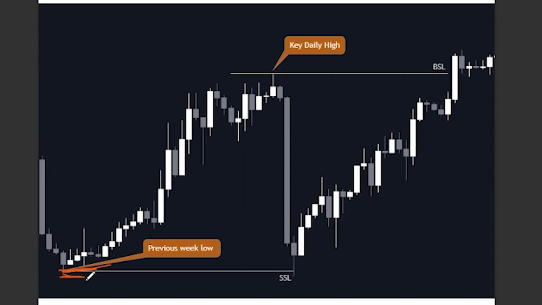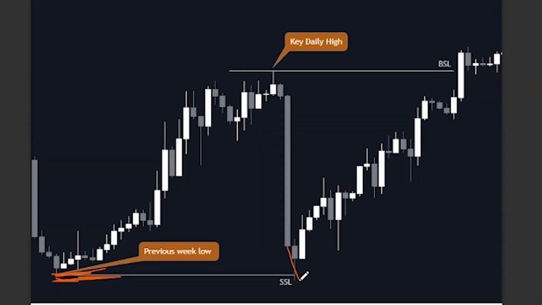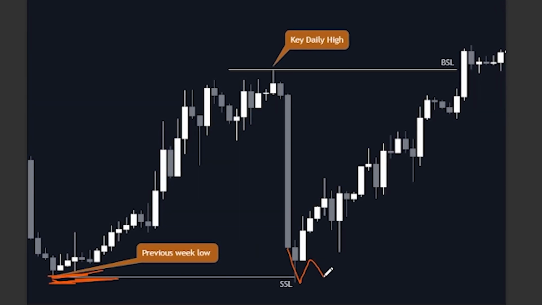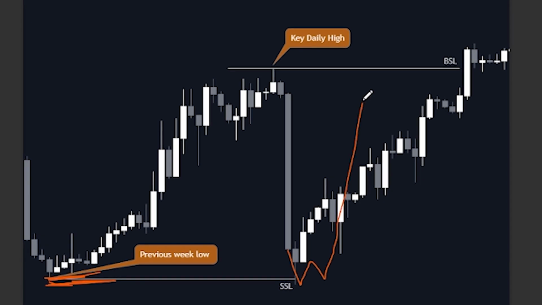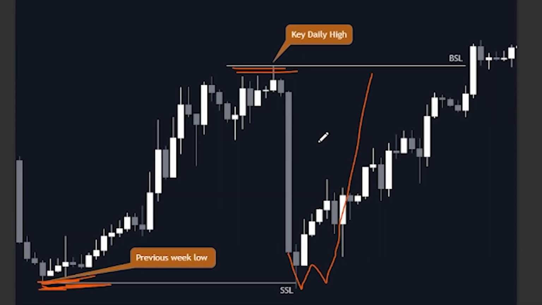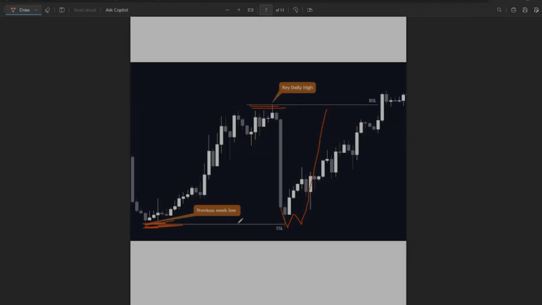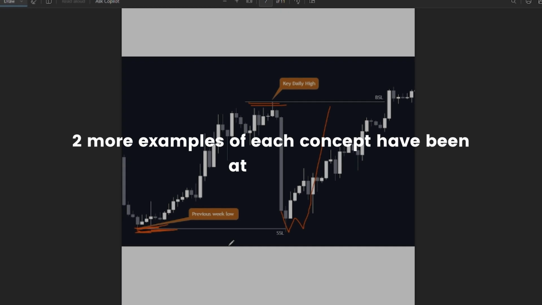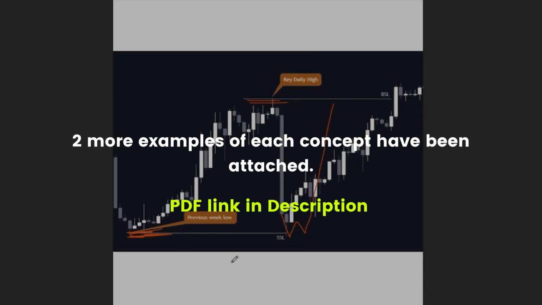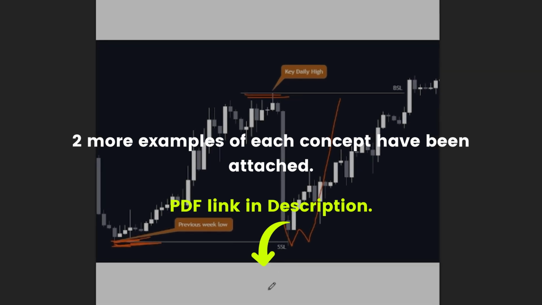So when price came and took this previous week low, that is the sell side liquidity, and closed back inside, I took a long towards these buy side liquidity, that is the key daily high, and I got a profitable trade. I hope up till now everything is clear. I have also attached 2 more examples for every scenario, so you can see that and comfortably grab the concept, and if you have any questions you can ask in the comments below.